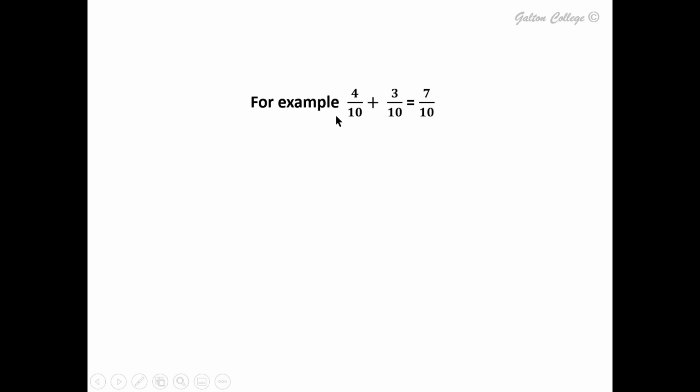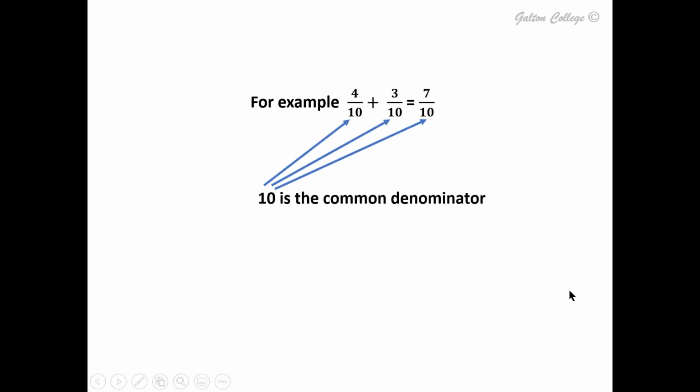Now, take this addition, for example. We have the numerator 4 over the denominator 10. So it's 4 over 10 plus 3 over 10 equals 7 over 10. In this case, we just add the numerators. 4 plus 3 is 7. And the 10 remains a constant because both are the same. So 4 over 10 plus 3 over 10 is equal to 7 over 10. That's easy. 10 is the common denominator. So the common denominator is always worked out for us in decimals. It's always 10. And that's a lot easier to use.